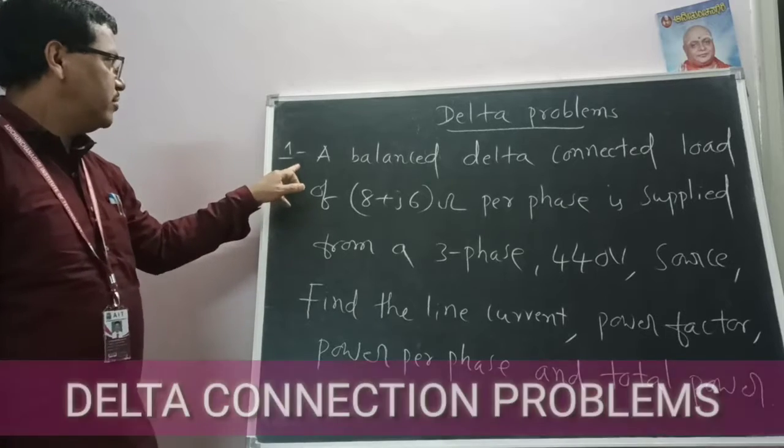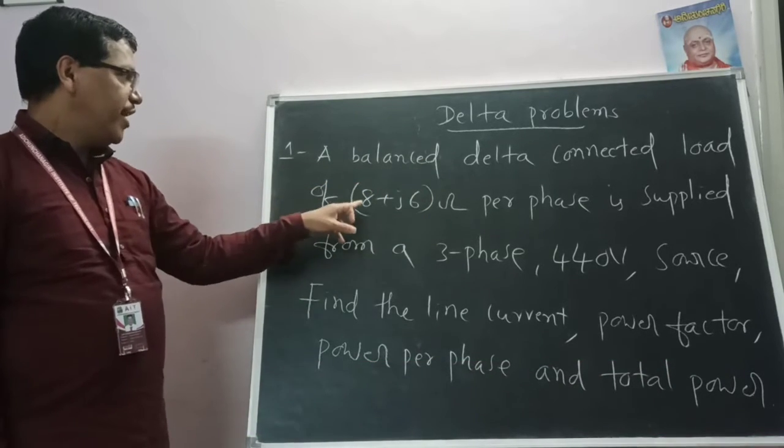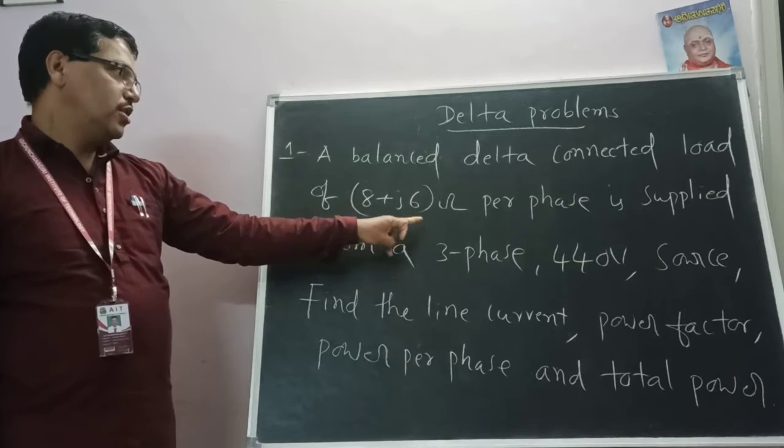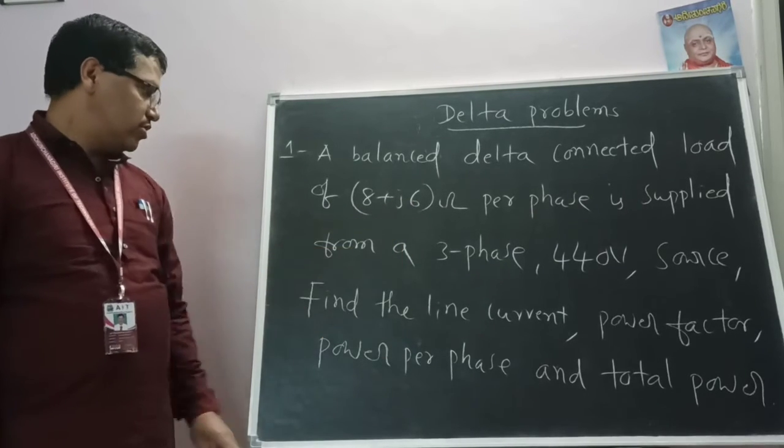So first problem, as usual: a balanced delta connected load of 8 plus J6 ohms per phase is supplied from a 3-phase 440 volt source.